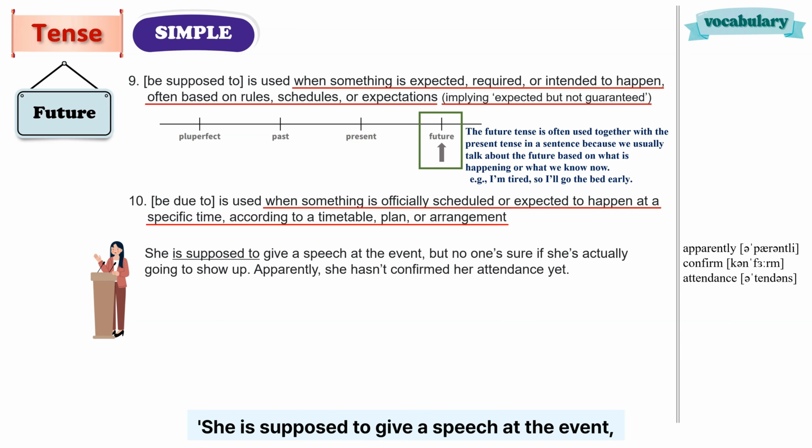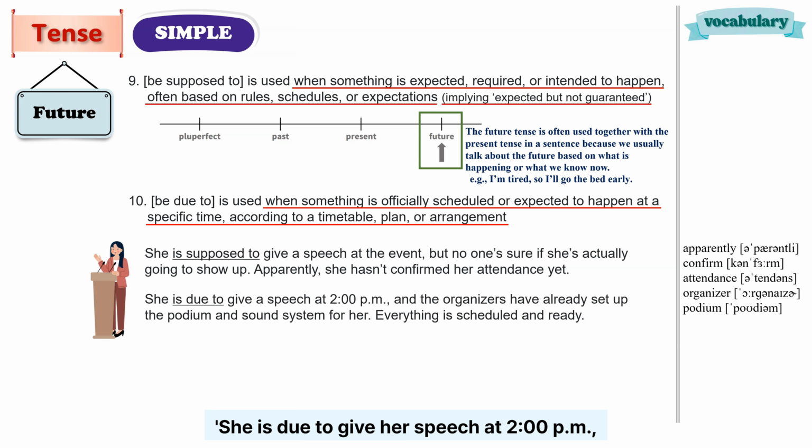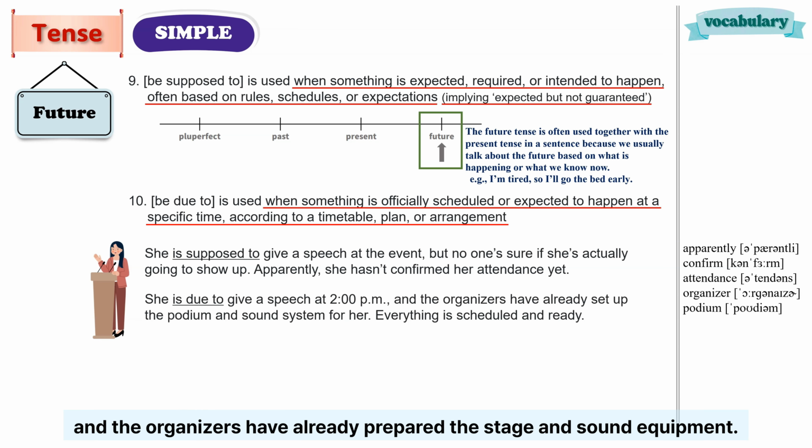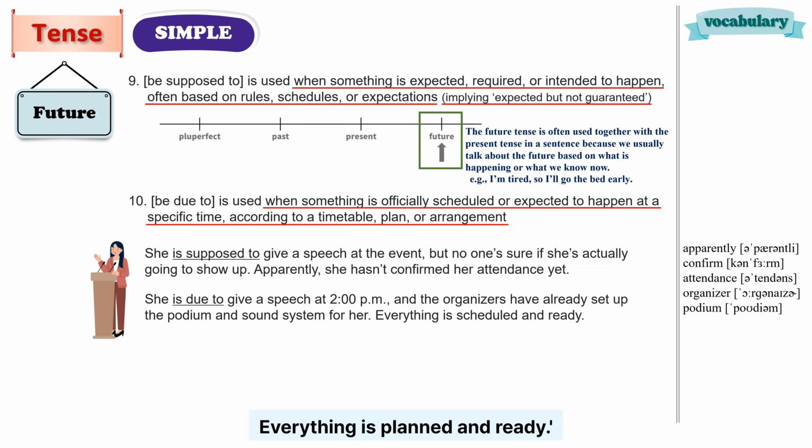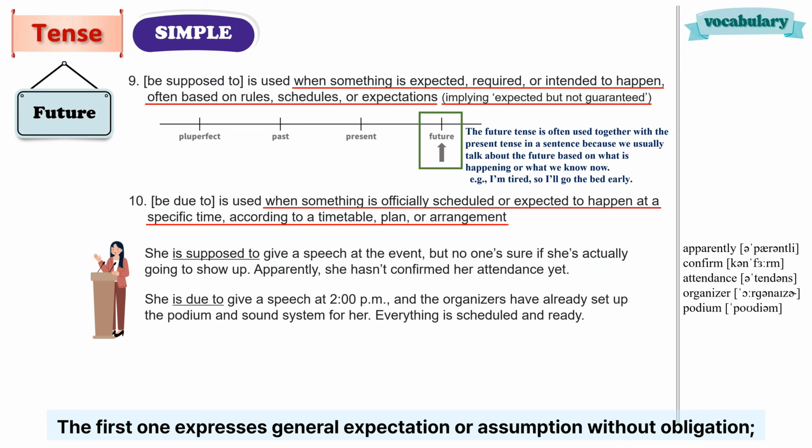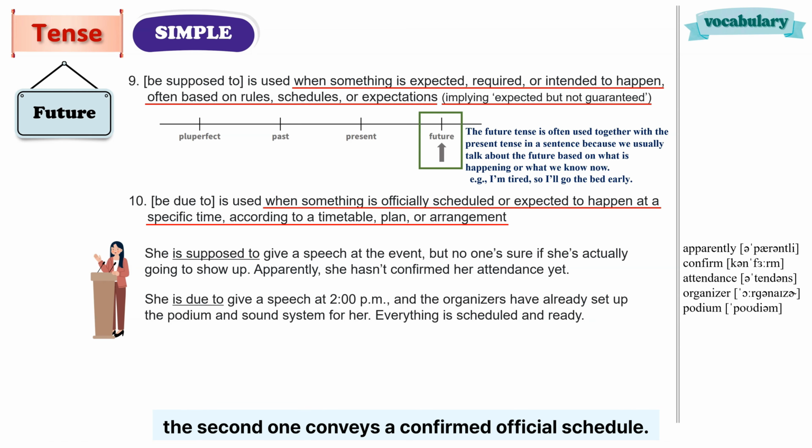She is supposed to give a speech at the event, but no one really knows whether she'll actually show up. Apparently, she hasn't even confirmed her attendance yet. She is due to give her speech at 2 p.m., and the organizers have already prepared the stage and sound equipment. Everything is planned and ready. Can you feel the difference between the two? The first one expresses general expectation or assumption without obligation. The second one conveys a confirmed official schedule.